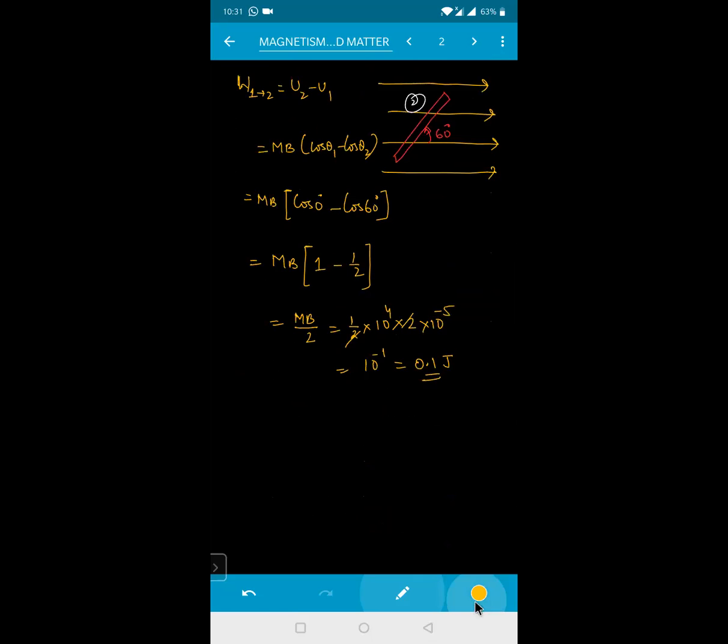We can calculate even the torque acting on this one. Torque formula, can you tell me? Tau is equal to MB into sine theta.